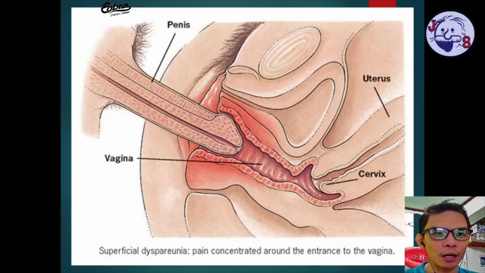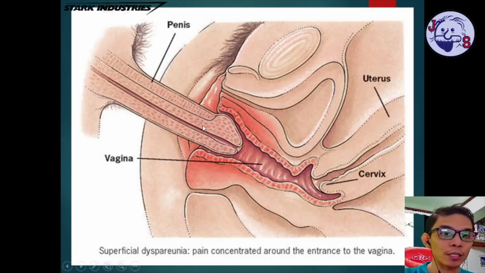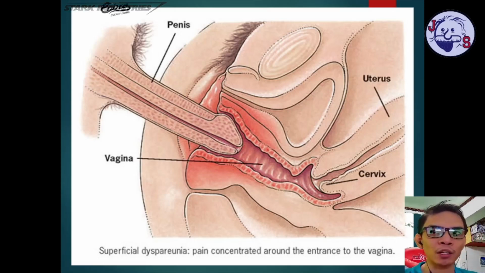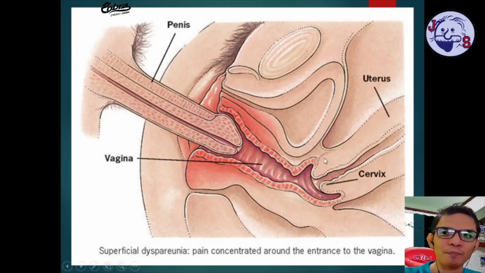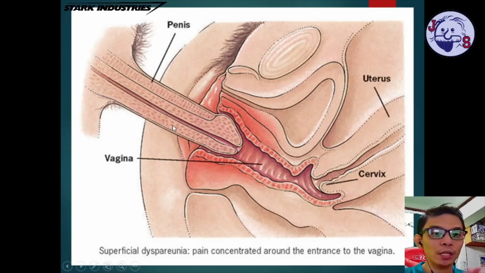Now, during sexual intercourse, there is a painful sensation that you might experience, which is called superficial dyspareunia. I don't know if I pronounced it correctly. This is the pain concentrated around the entrance of the vagina during sexual intercourse.